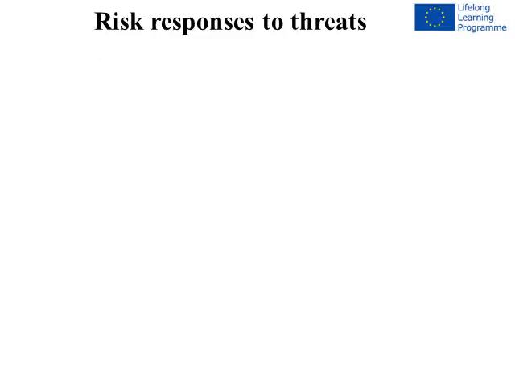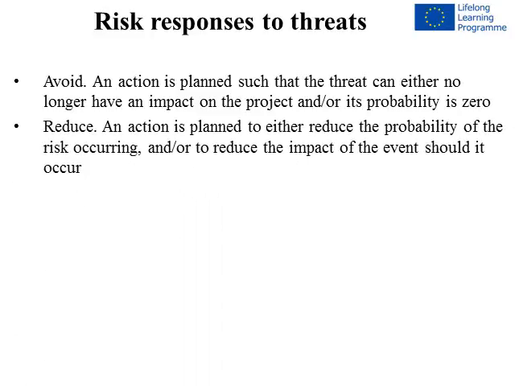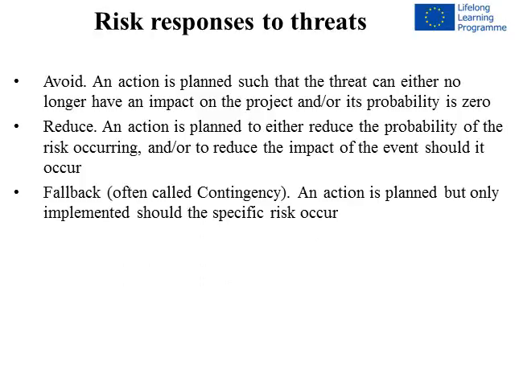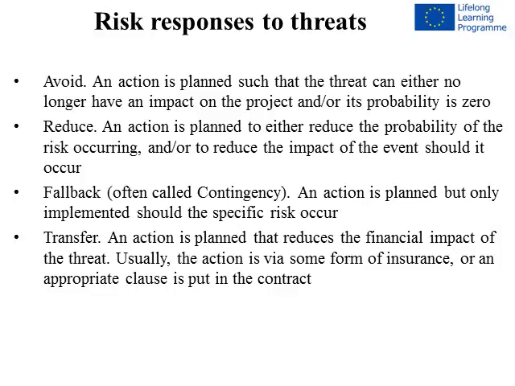Risk responses to threats. Avoid. An action is planned such that the threat can either no longer have an impact on the project and/or its probability is zero. Reduce. An action is planned to either reduce the probability of the risk occurring and/or to reduce the impact of the event should it occur. Fallback, often called contingency. An action is planned but only implemented should the specific risk occur. Transfer. An action is planned that reduces the financial impact of the threat.